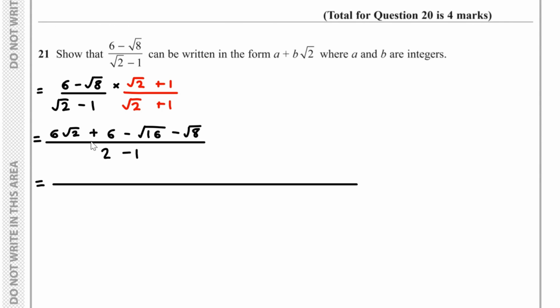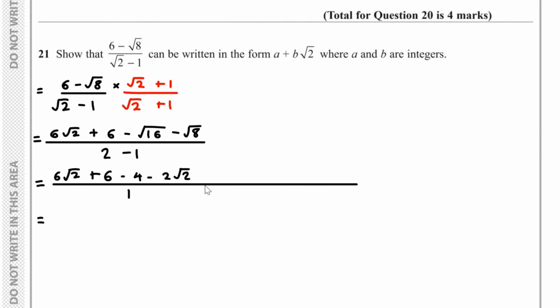So we've got 6 root 2 plus 6, and then minus root 16, well that's just minus 4, and then root 8, that's the same as 2 root 2, so we subtract off 2 root 2. And on the bottom we've got 1.